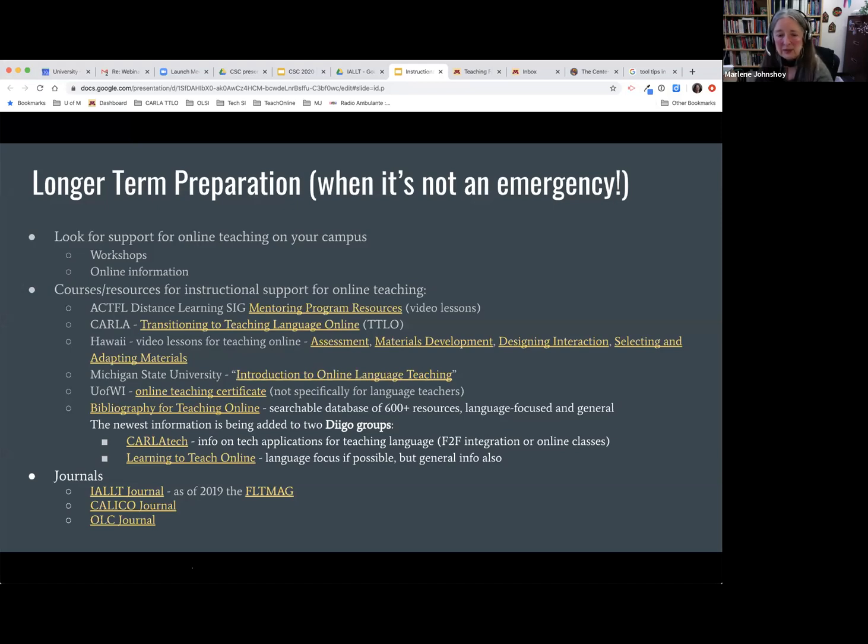It's not specifically for language teachers, but it's a good course. There, I also have a bibliography online and a couple of groups going that you're welcome to post information there as we go. And then, of course, journals from some of our IALLT, obviously, and CALICO. And then the OLC is the Online Learning Consortium. They have a journal online as well.